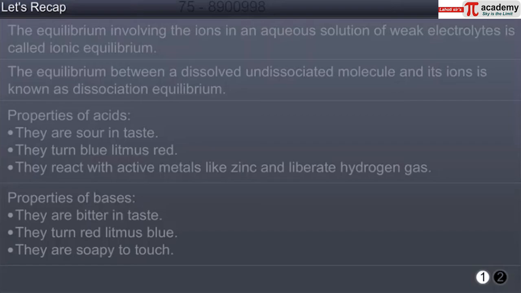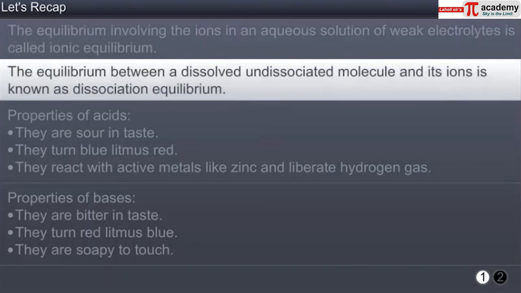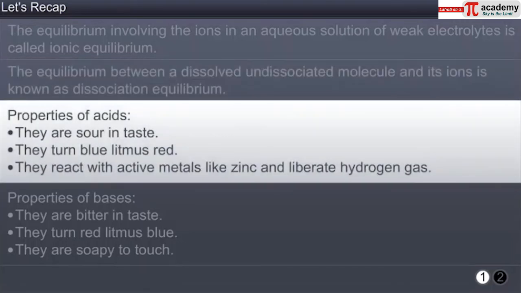You have now reached the end of this module. In this module, you learned that the equilibrium involving the ions in an aqueous solution of weak electrolytes is called ionic equilibrium. The equilibrium between a dissolved undissociated molecule and its ions is known as dissociation equilibrium. Properties of acids: they are sour in taste, they turn blue litmus red, they react with active metals like zinc and liberate hydrogen gas.